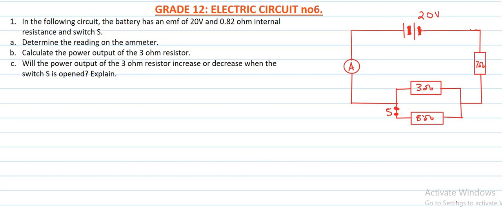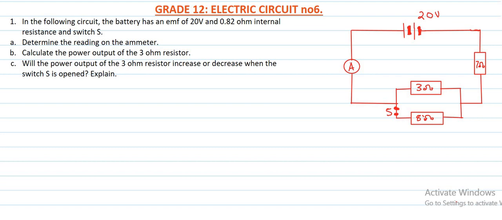In the following circuit, the battery has an emf of 20 volts and 0.82 ohm internal resistance, and there is a switch S. The questions are: number A, determine the reading on the ammeter. Number B, calculate the power output of the 3 ohm resistor. Then the last question, will the power output of the 3 ohm resistor increase or decrease when the switch S is open? Explain your answer.